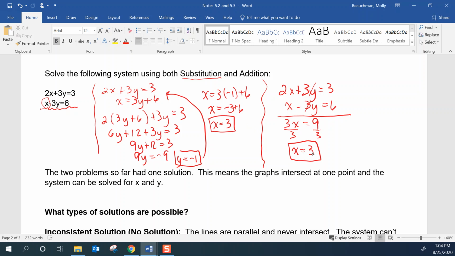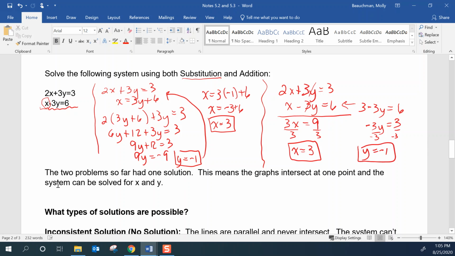Now take our answer of 3 and substitute it back in one of the equations. I'm going to go ahead and use the second one. 3 minus 3y is equal to 6. Subtract 3 from both sides. I get -3y is equal to 3. Divide both sides by -3. And y is equal to -1. Okay, so that checked for us that we got the same answer either way. So that was just some extra practice.